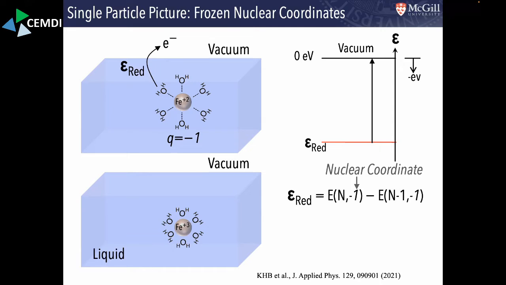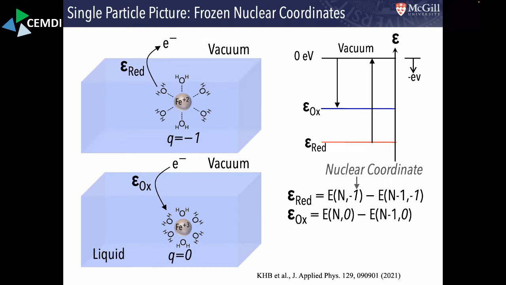And so these water molecules come in a little bit closer because the charge state has changed. So we have a different preferred minimum of our nuclear positions. And so if we try to put the electron back on here now, it will be at a different nuclear coordinate. And so when we put the electron back on, it will be at a different electronic structure energy. This is called the oxidized single particle energy.